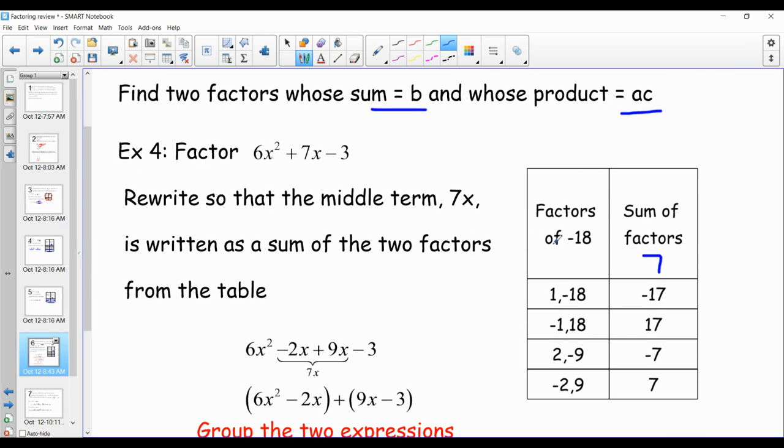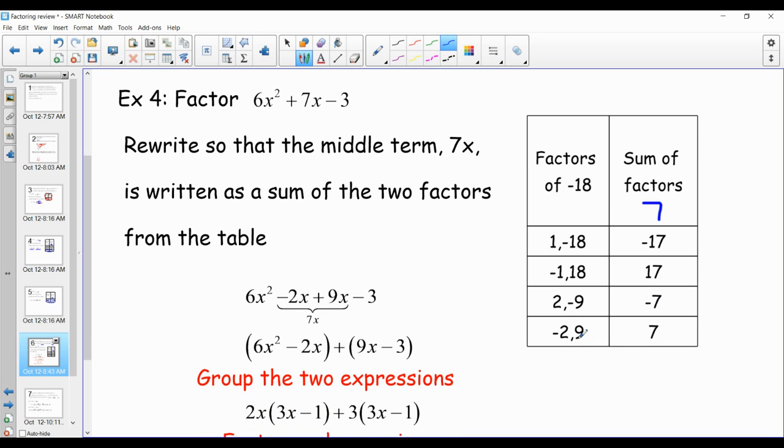So what are the factors of -18? 1 and -18. Add those together, I get -17. -1 and 18. Okay, I get positive 17. That's no good. 2 and -9 gives me -7, but -2 and 9 gives me 7. So once I find it, you can stop. We could have gone on, right? 3 and -6, -3 and 6, but those don't work. Once you find one that works, you can stop. You don't have to write them all out.